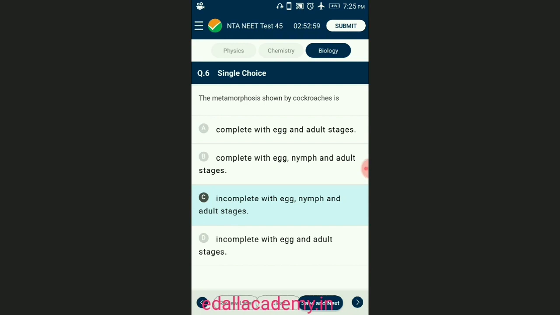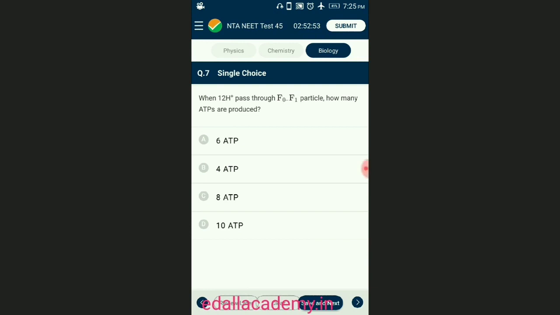Question number 7. When 12 H+ pass through the F0-F1 particle, how many ATPs are produced? The energy released during the electron transport system is utilized in synthesizing ATP with the help of ATP synthase enzyme. It is present in complex 5. This complex consists of two major components, F1 and F0. For each ATP produced, two protons pass through F0 from the intermembrane space to the matrix down the electrochemical proton gradient. So the answer for this question is option A. When 12 H+ pass through F0 to the F1 particle, 6 ATP molecules are produced.